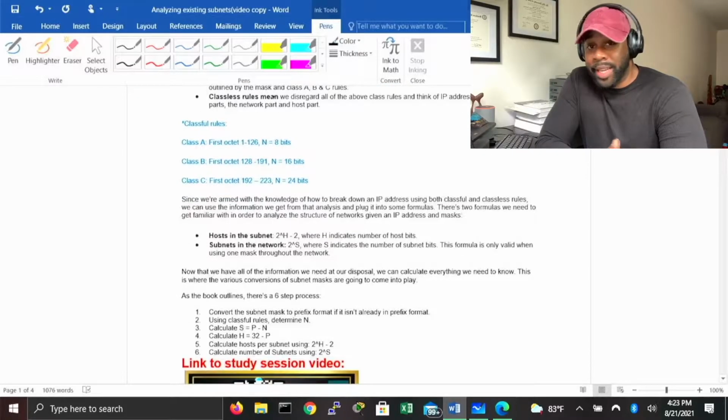If we want to review some of the classful rules, we have Class A, first octet between 1 and 126, n equal to 8 bits. Class B, first octet between 128 and 191, n equal to 16 bits. Class C, first octet between 192 and 223, n equal to 24 bits. This is going to be important when it comes to doing a little bit of algebra. I have a problem that we're going to work out at the end, and you're going to see what I'm talking about when it comes to filling in some of the variables so that we can answer the questions efficiently.